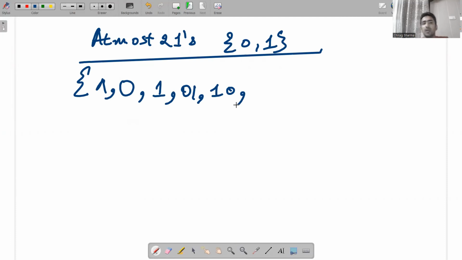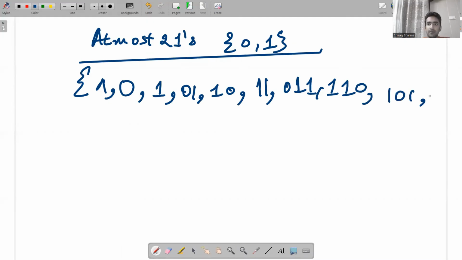Now we have two ones. So minimum two ones I can write. I can also write 0 1 1. I can write 1 1 0. I can write 1 0 1. 0 0 1 also. Right. So these are the possible answers for length 3.